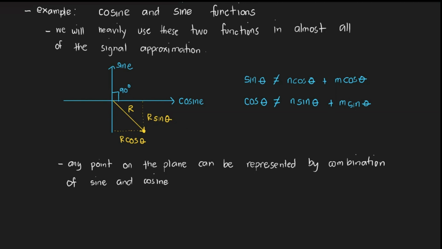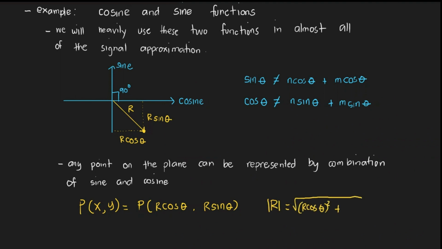Let's say we have point x, y. It can be represented by point P or r cosine theta and r sine theta. R, or the distance of the point from the origin, can be calculated by the square root of the sum of the squares of r cosine theta and r sine theta. The angle of displacement theta can be obtained by the inverse tangent of the ratio of r sine theta to r cosine theta.